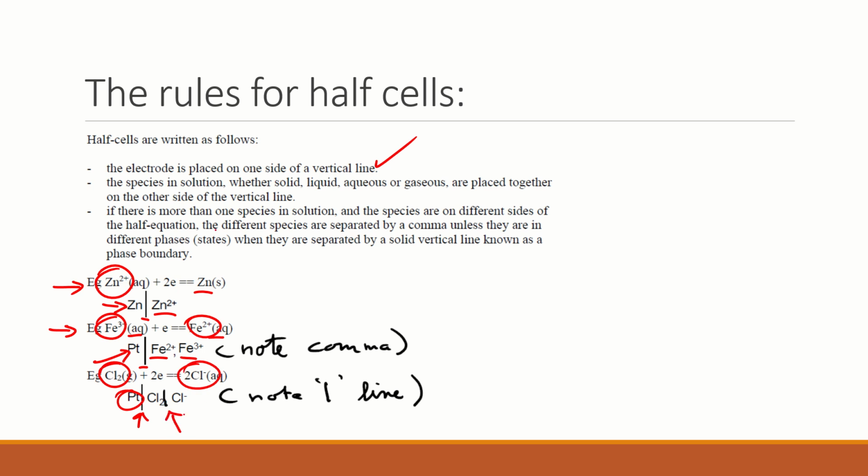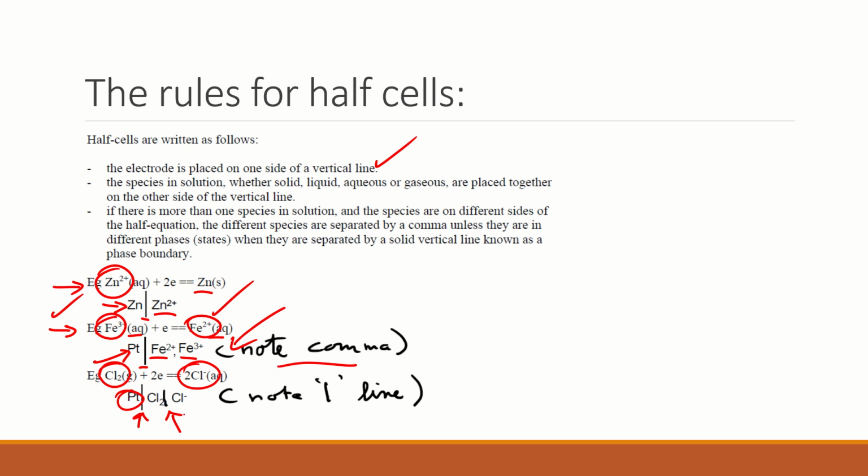If there's more than one species, and they're on different sides of the half equation, they're separated by a comma. So you'll see the comma here. The iron 3 is on the left, the iron 2 is on the right. So we have a comma.